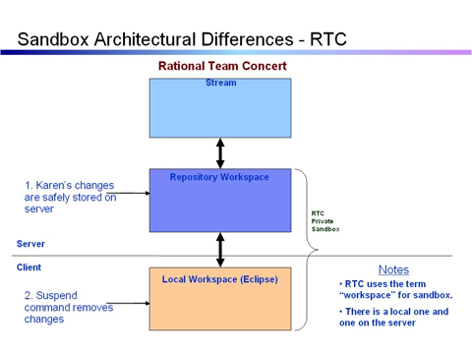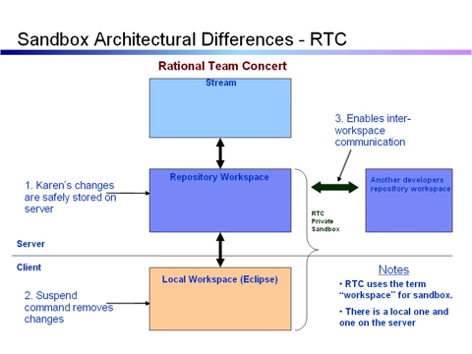One of the things that she can do are special operations on her local workspace, such as the suspend command. Essentially what suspend does is it removes the changes that she's been making from her local workspace, suspends them, keeps them safe on the repository workspace, but they're out of her way. Another advantage for Karen is this notion of inter-workspace communication. What she can do is connect her repository workspace to any other developer's repository workspace, and in this way they can exchange changes that they've been making.